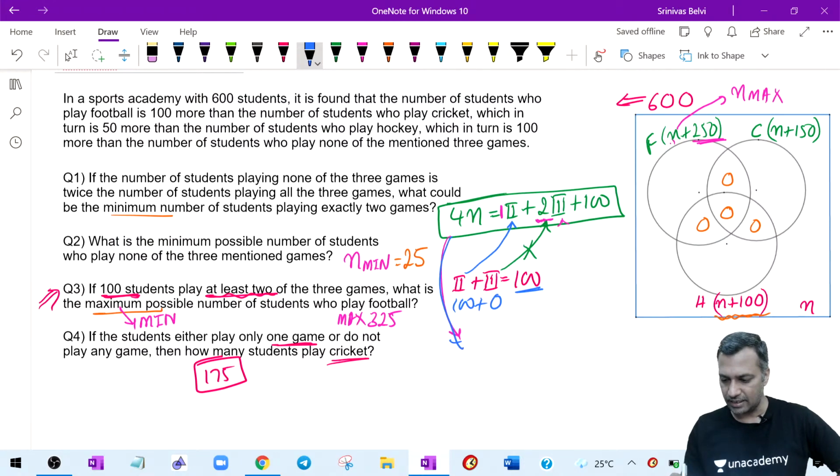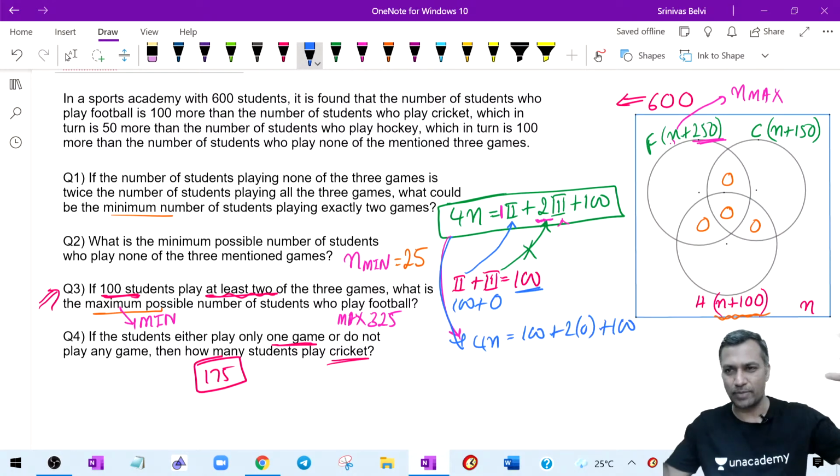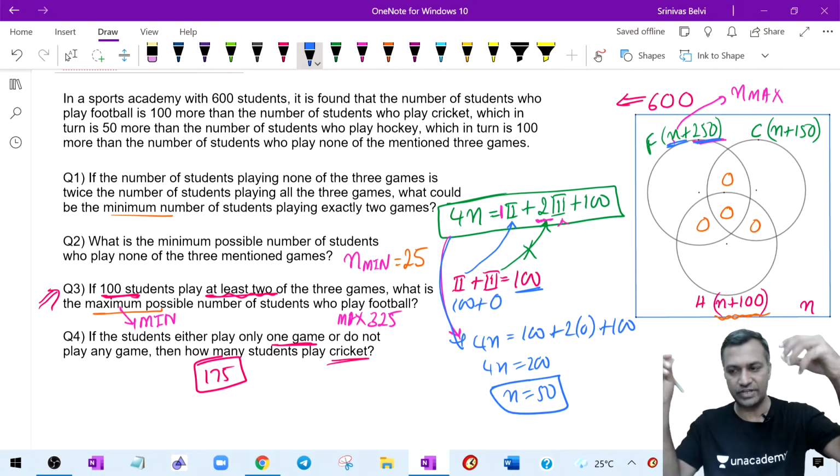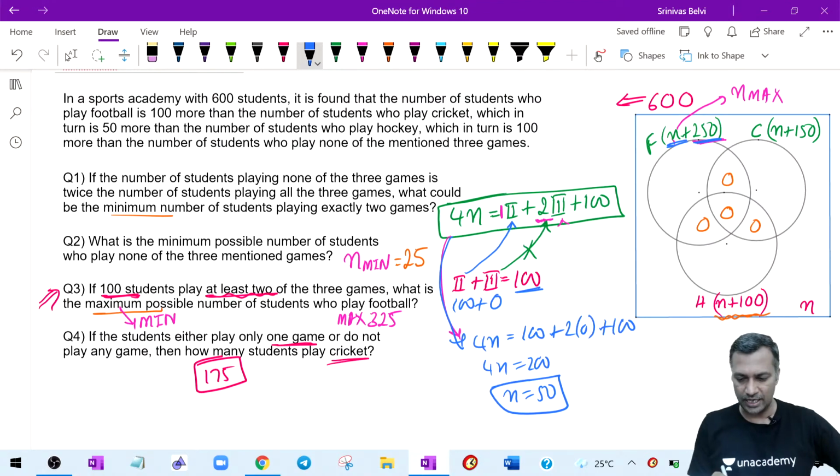So you will come back and write it here. Therefore, 4n is equal to 100 plus 2 times of 0 plus another 100. Of course, in your mind, that's the calculation there. Therefore, 4n is equal to 200, which implies that n is equal to 50. Football is nothing but 50 plus 250. 250 is anyway there. You add another 50 to that. Minimum would become 300. Everyone clear on this?